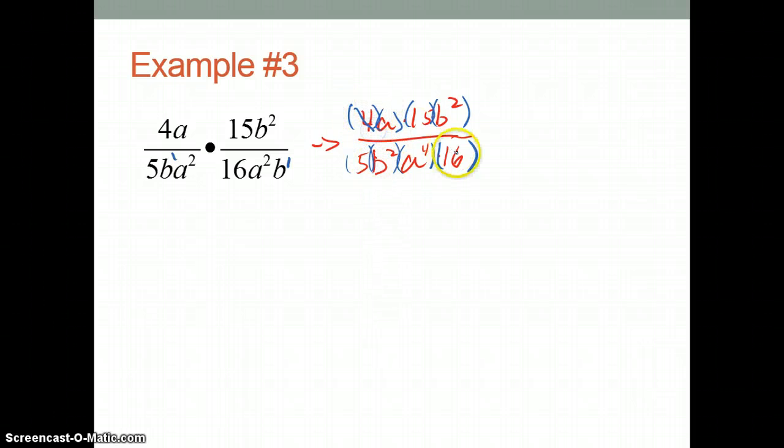The first thing that jumps out to me is 4 and 16. 4 divided by 4 is 1. 16 divided by 4 is 4. I see 2 b squareds. That becomes 1. A over a to the fourth, a becomes 1. A to the fourth becomes a to the third. And I would recommend writing this down below so you are completely aware of where you're at. 5 and 15 becomes a 3 on the top and a 1 on the bottom.